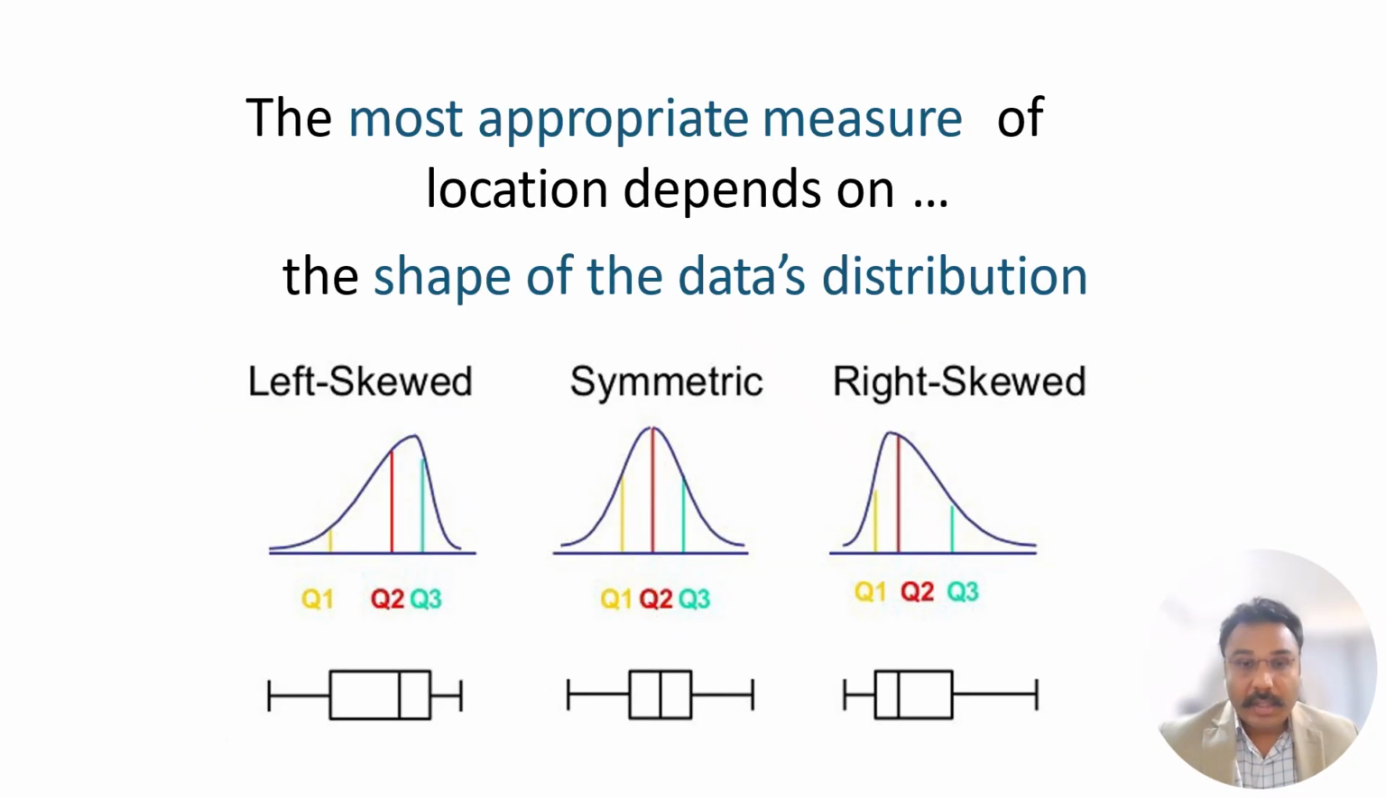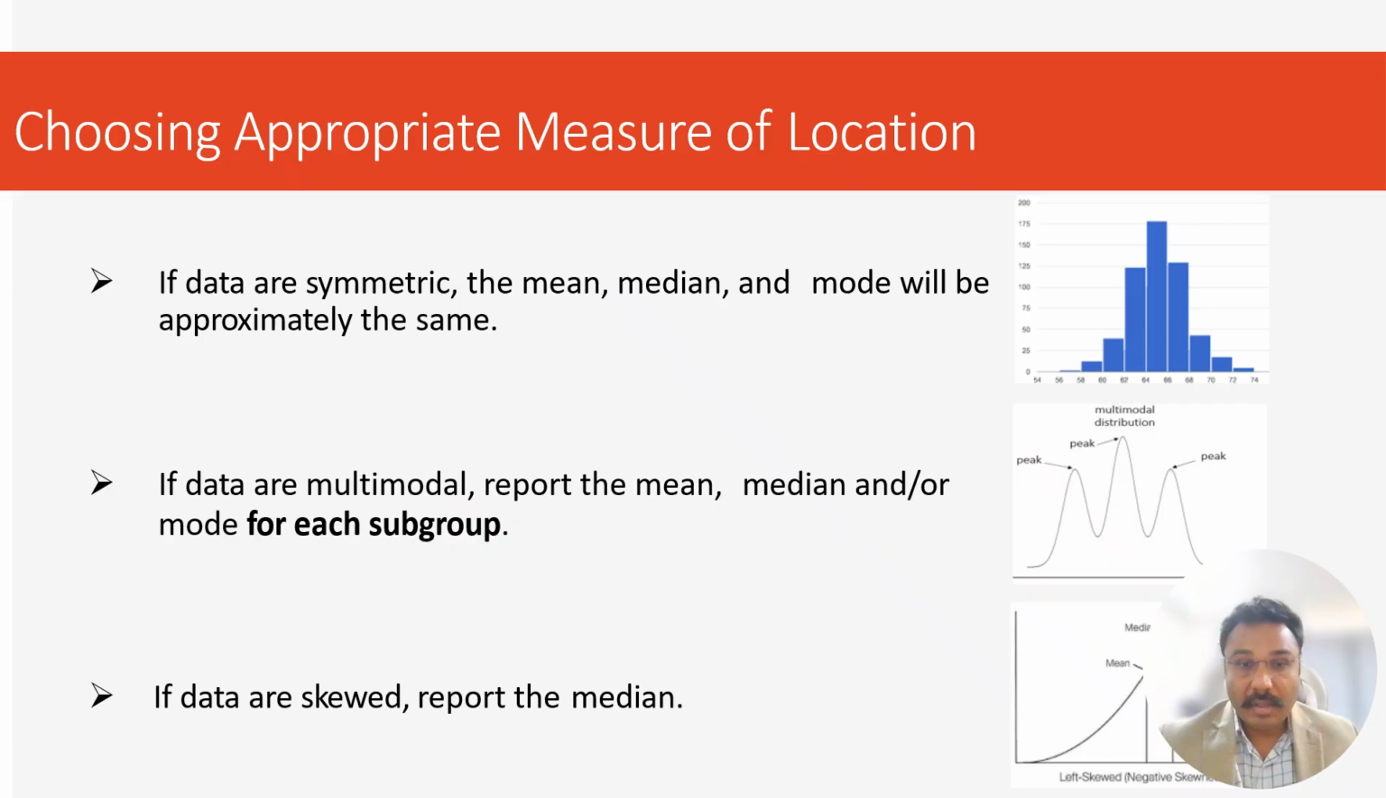So obviously, the most appropriate measure of location depends on the shape of the data distribution. You have symmetric, left skewed, and right skewed. We'll explain further in the next one. When analyzing data, it is important to choose the most appropriate measure of location, such as mean, median or mode. The choice depends largely on the shape of the distribution. If it's symmetrical, which is your normal distribution, meaning the distribution is evenly balanced around the center, the mean, median, and mode will be approximately equal.